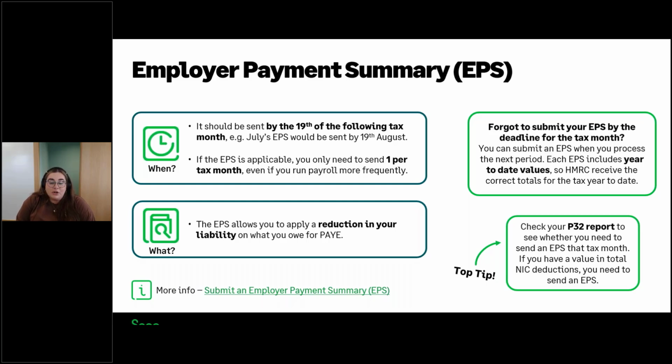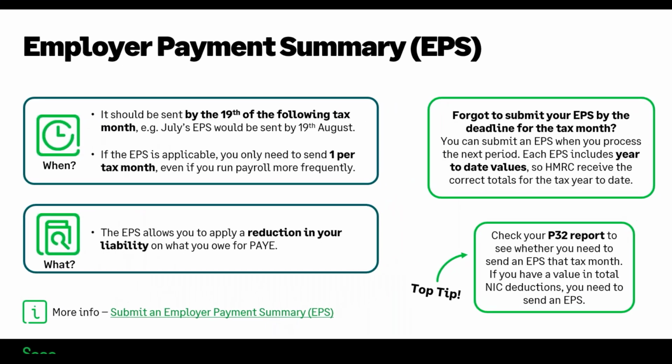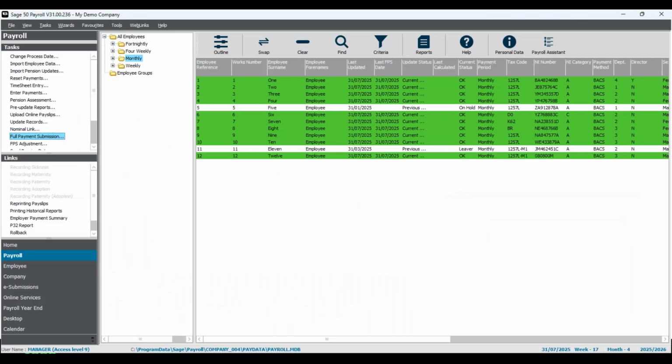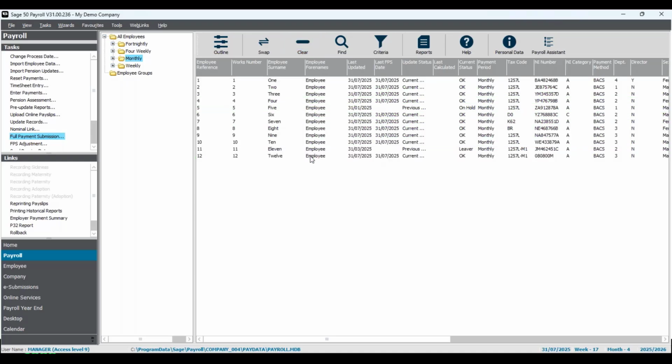So I'm actually going to go ahead and double check now. So back to payroll. And remember that EPS is a month-end task, so you would send that once all of your pay runs in the tax month are complete, which we can see now by those dates, mine are. And actually, I know that I need to send an EPS. I do actually have an employee on statutory maternity pay, which I'll be reclaiming.